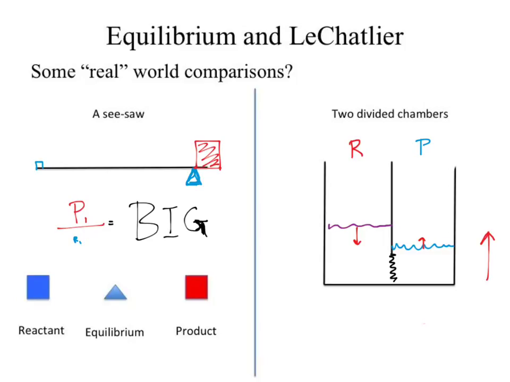What happens if I go through and add more reactants? I'm going to get more products. What is the new relationship now? It's exactly the same. Every single time. Which is bizarre, but that's the way it works.